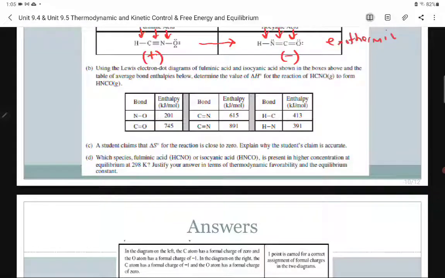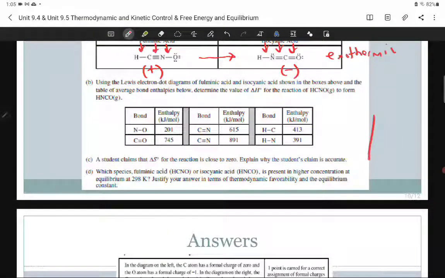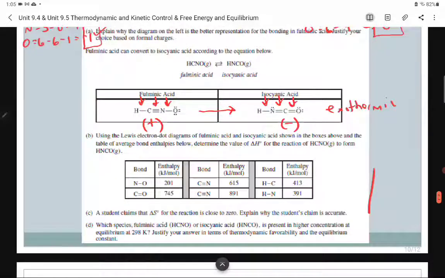Part C, student claims that delta S for the reaction is very close to 0. Explain why the student's claim is accurate. Oops. So let's go back here and let's erase some of these items.